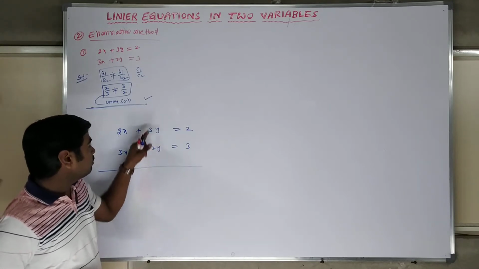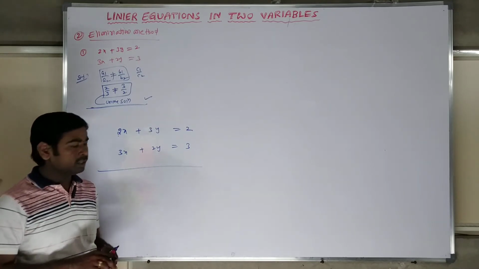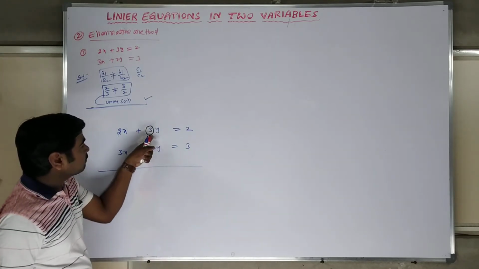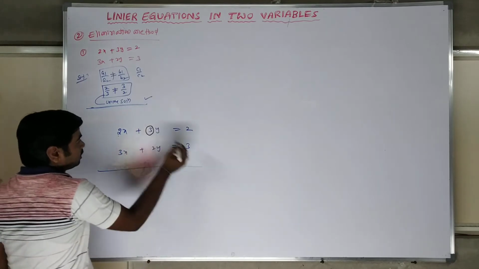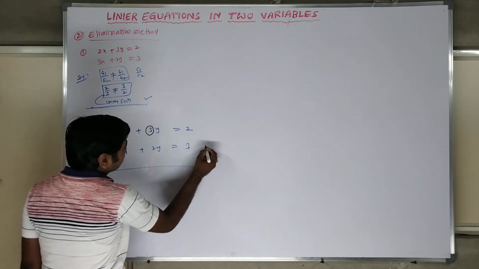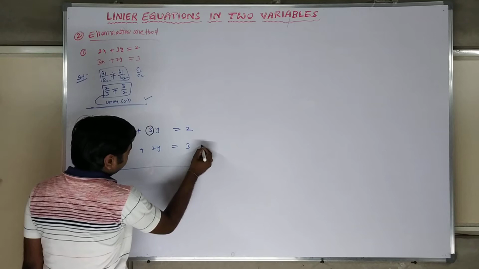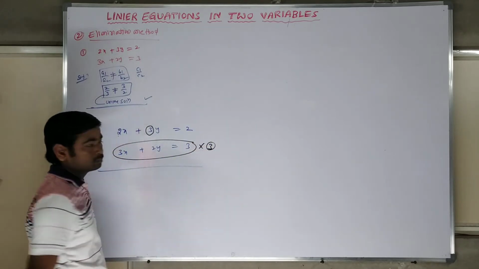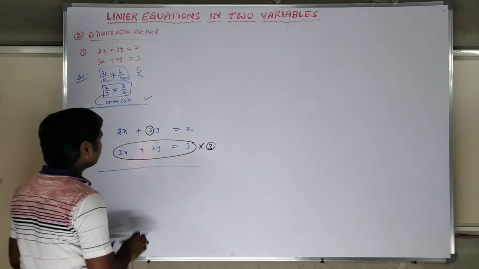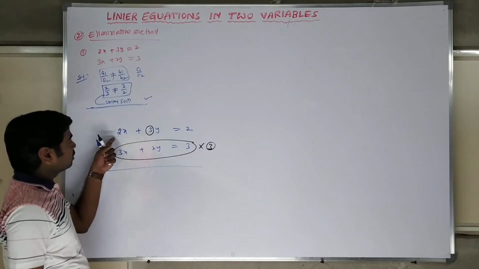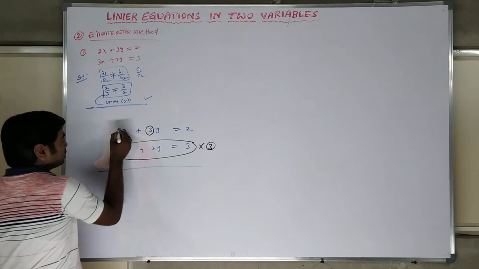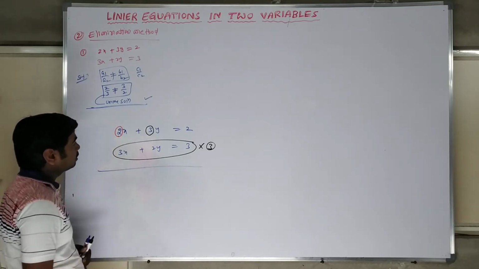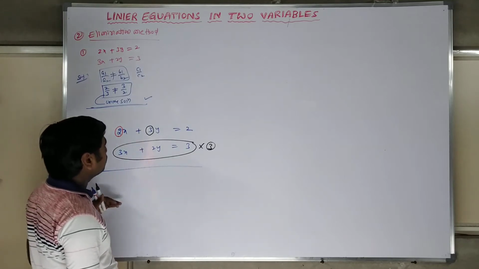If you want to eliminate the y component, how much is the y coefficient? It is 3. With the 3 you multiply the total equation. This total equation should be multiplied by 3. Now, if I am interested in eliminating the x component, what is the x coefficient? It is 2.